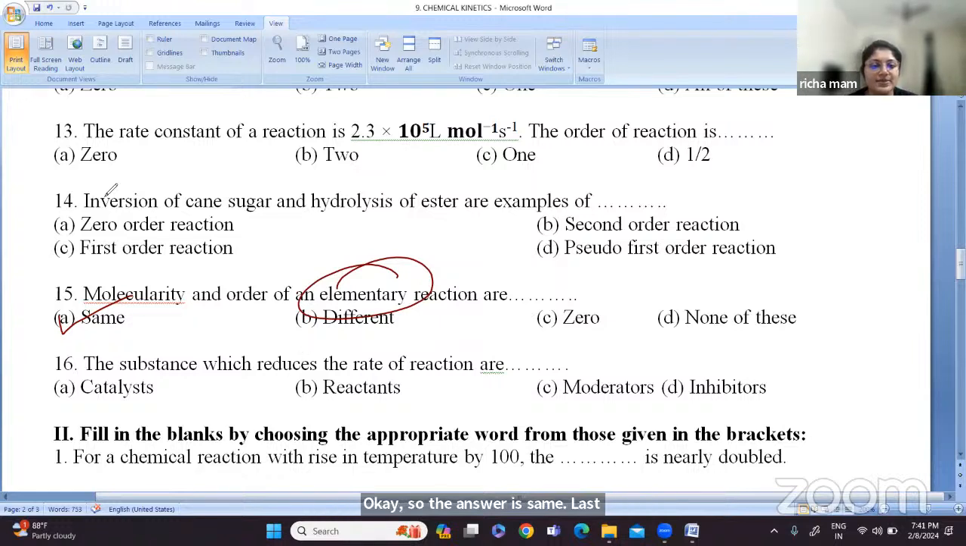Last one, the substances which reduce the rate of reaction are A, Catalyst, B, Reactant, C, Moderators, and D, Inhibitors. Dhanush has answered it as C.